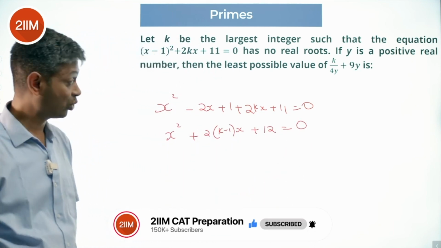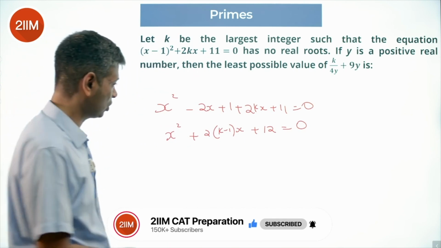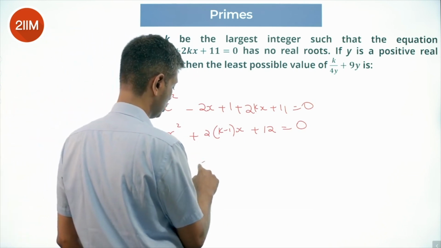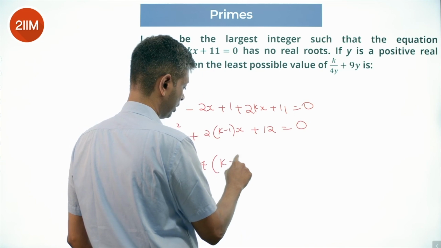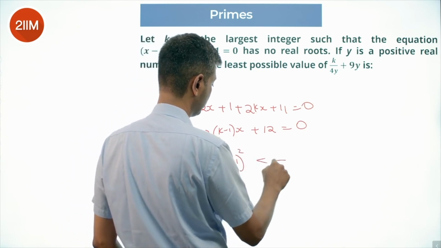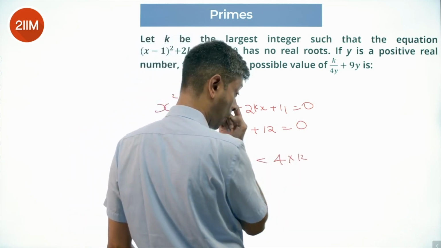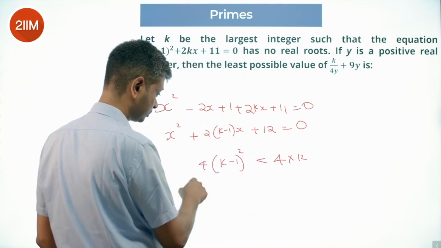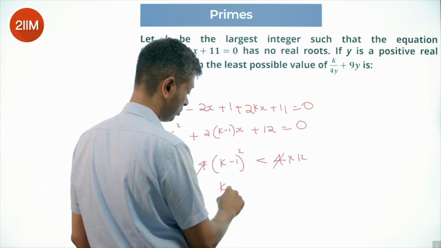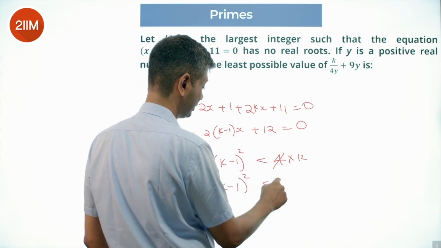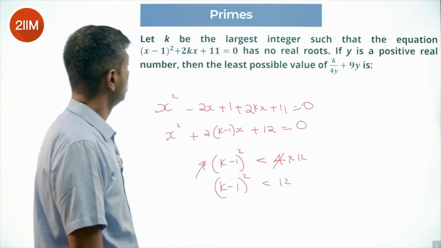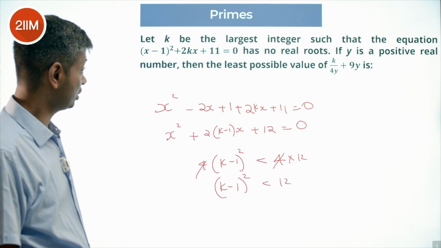b² − 4ac is negative, or b² is less than 4ac. So 4 times (k − 1)² is less than 4 times 12. (k − 1)² is less than 12. k is the largest integer such that this works.